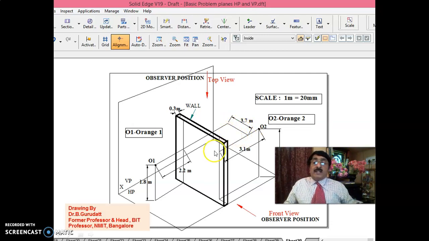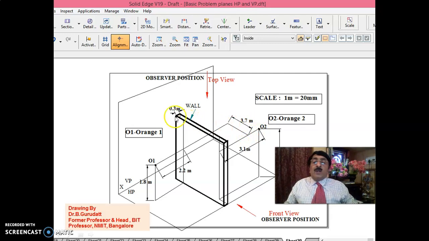Now that is the thing. You carefully manage that. This is just to know the basics about the wall and location of oranges that I have given you. See here, orange 1 here, orange 2 on the other side. Orange 1 height above the ground is 1.8 meters, orange 2 height above the ground is 3 meters. Orange 1 from the wall is 2.2 meters, orange 2 from the wall is 3.1 meters. The distance between the two oranges measured parallel to the wall is 3.7 meters.